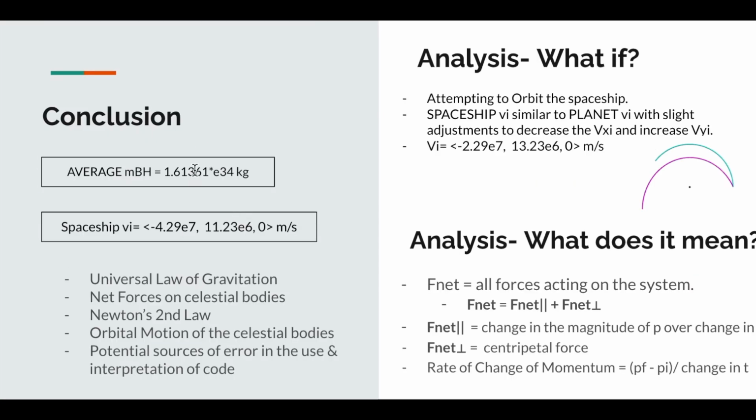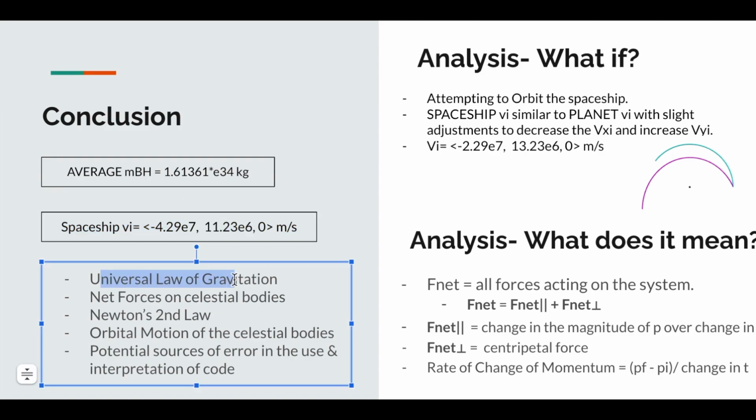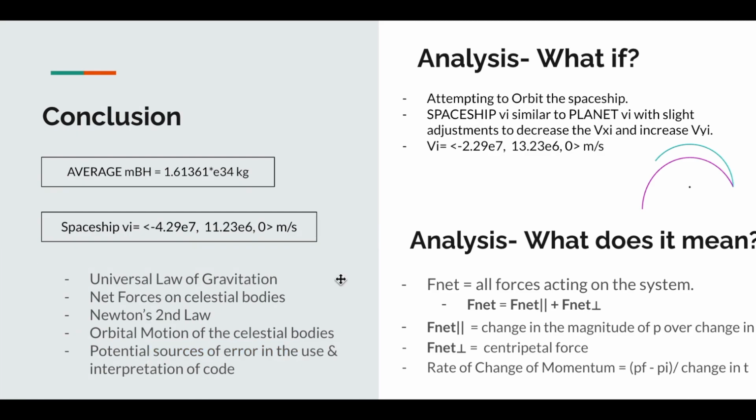And so in conclusion, here's the average mass that we calculated, and this is the initial velocity that I chose. We did this using the universal law of gravitation, calculated the net forces on the celestial bodies, then used Newton's second law to calculate their trajectories in orbital motion. Then of course we identified potential sources of error, and in the process we learned to interpret code.